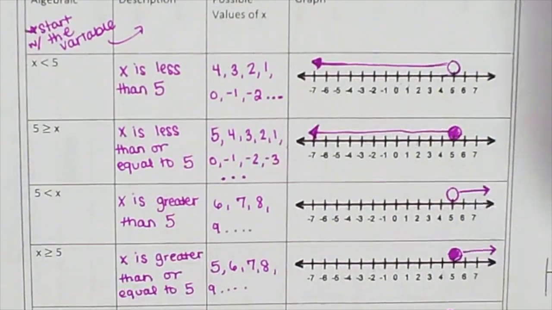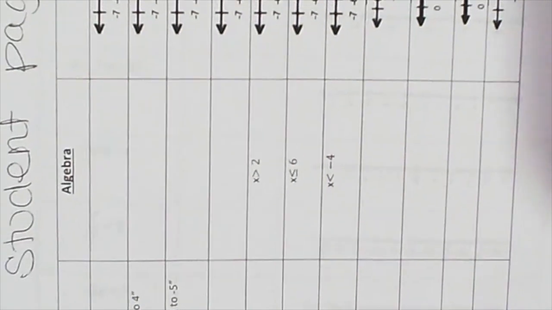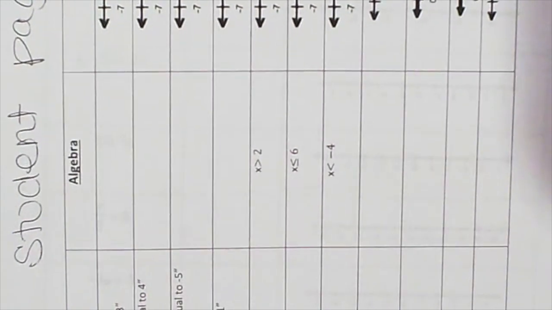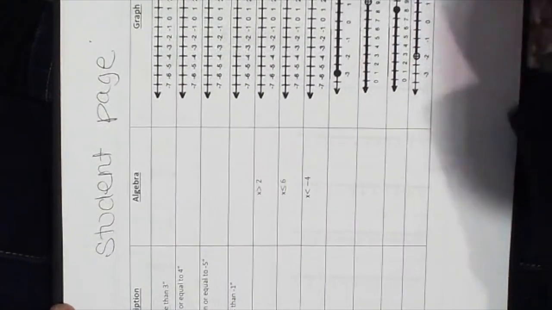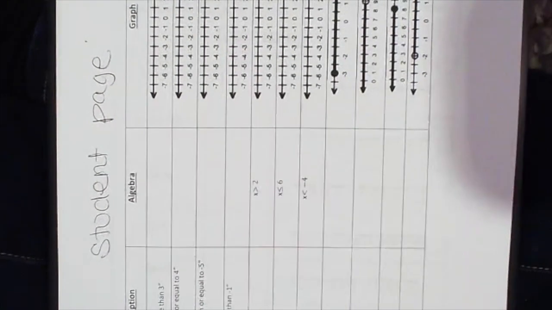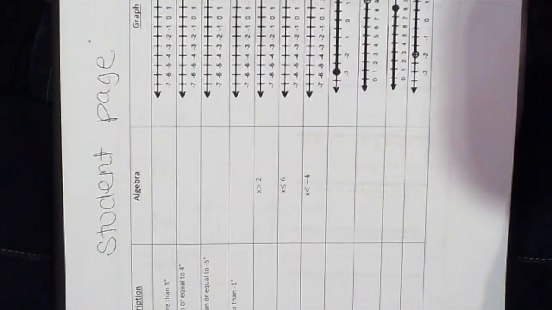All right, so that concludes the end of this lesson. And you guys will demonstrate your level of mastery and what you've retained from this lesson by completing this student page. Please remember that our goal for this lesson is that you should be able to read, write, interpret, and graph solutions to inequality symbols. So go ahead and complete the student page, and happy holidays, guys.